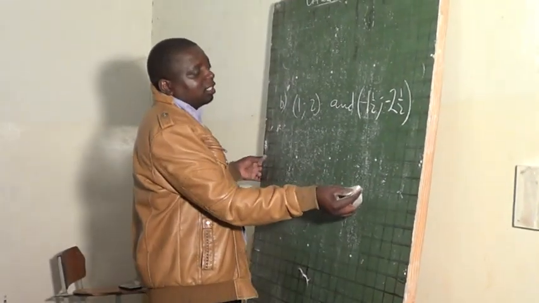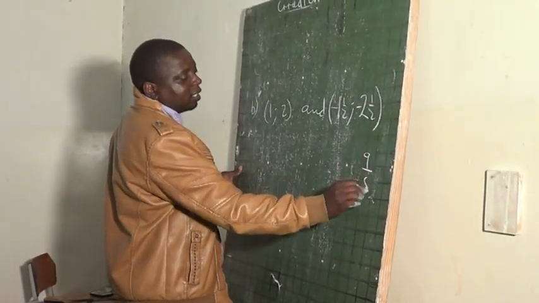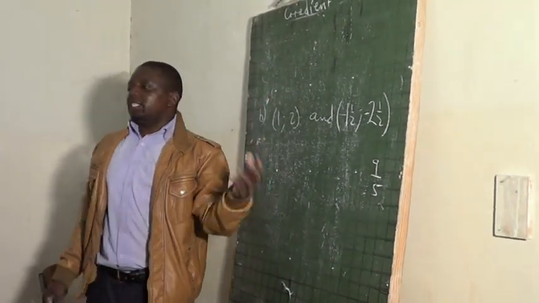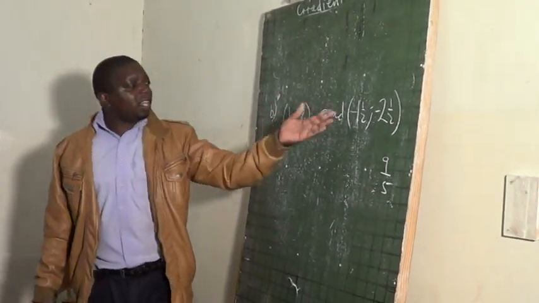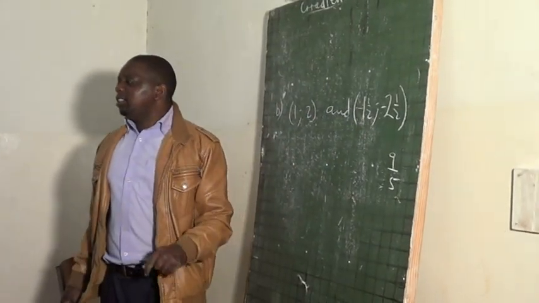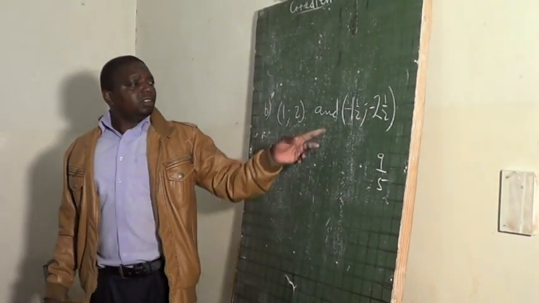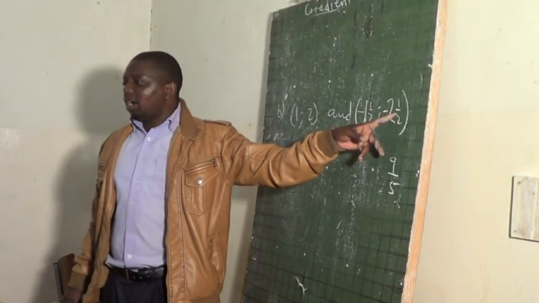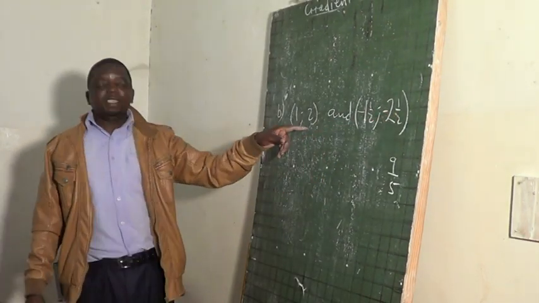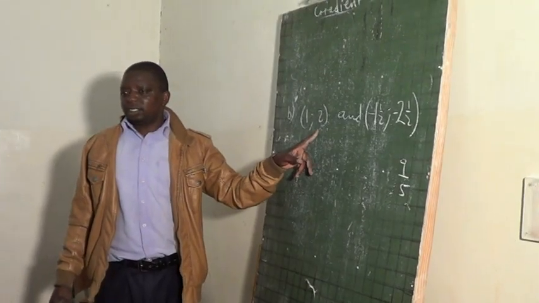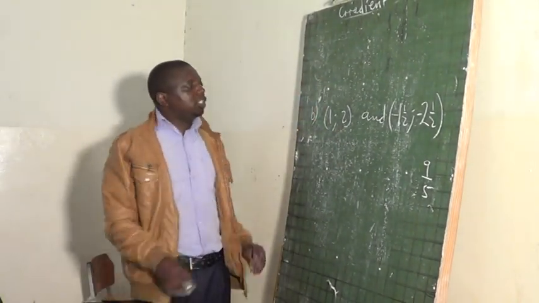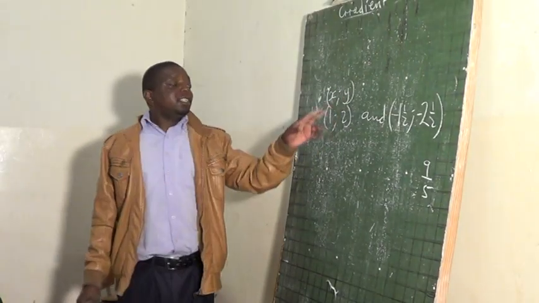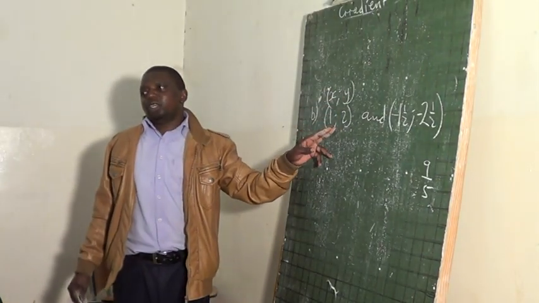We have the gradient, 9 over 5. You take any one point and the gradient, but if you are given two points, it's foolishness to choose the difficult one when there is this one which is very easy. So you add an unknown point, x y, so that you have 2 points altogether.